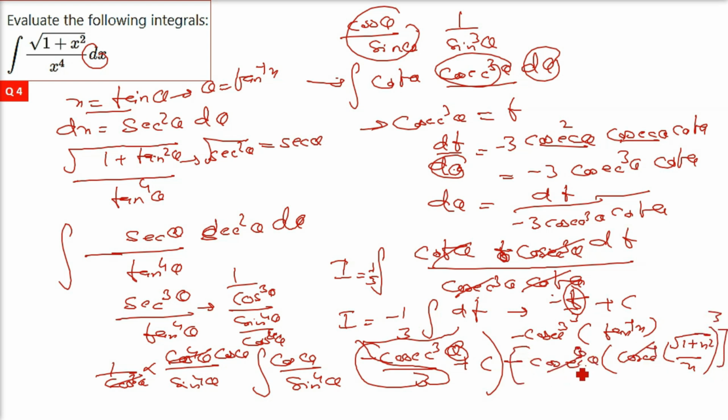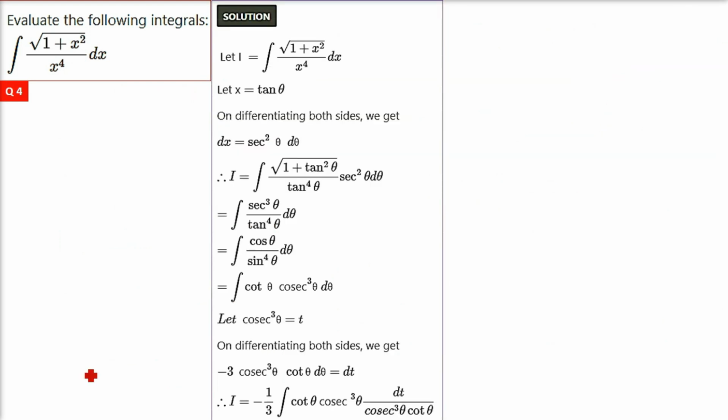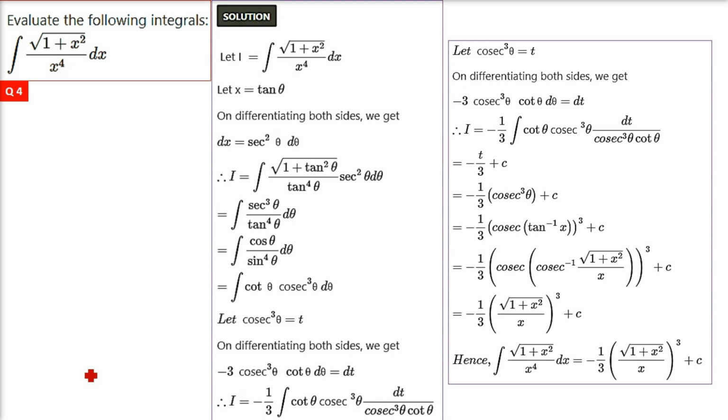So cosec you can cancel, under root 1 plus x square to the power 3 and x to the power 3. So this will be negative 1 by 3 and whole 1 plus x square to the power 3 by x to the power 3 plus constant of integration. That's your final result. So this is the way to write it and formally go about it.